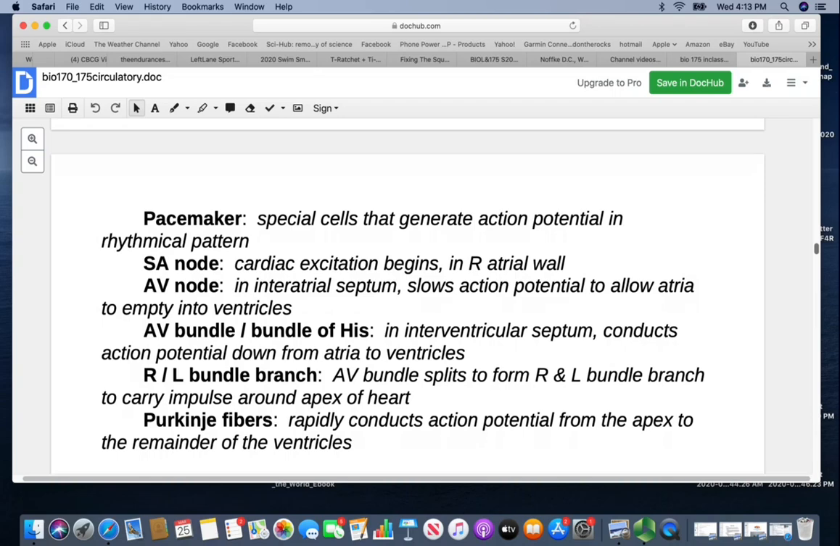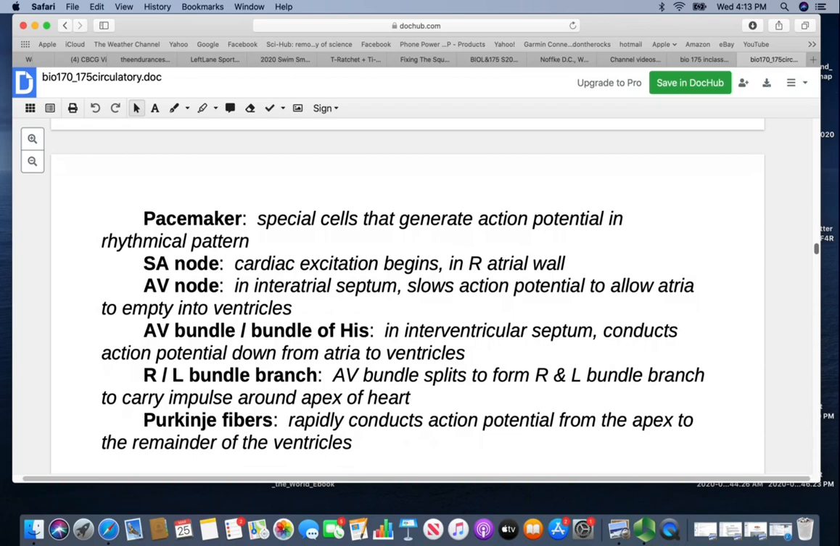The AV node is in the inner atrial septum. This is going to slow down the action potential. We want to do this because we want time for the atria to contract before the ventricles contract. If all 4 chambers contract at the same time, blood's going to squirt out in all 4 directions. That's not what we want. We want the blood to go from the atria into the ventricles, and then the ventricles to the lungs and the body. So the AV node is going to create that delay to allow the atria to empty into the ventricles.